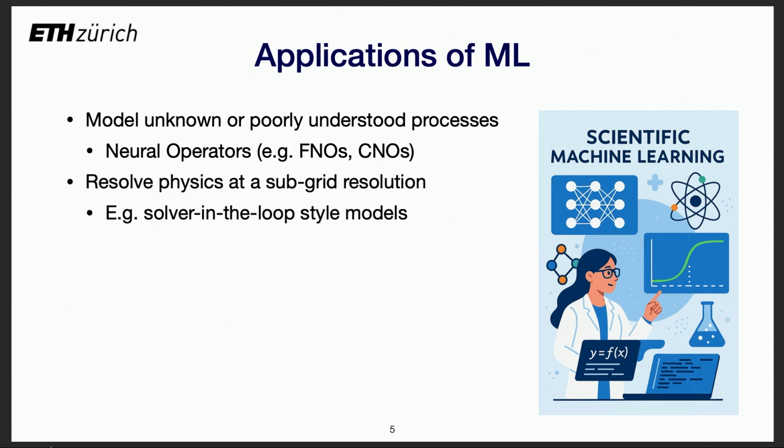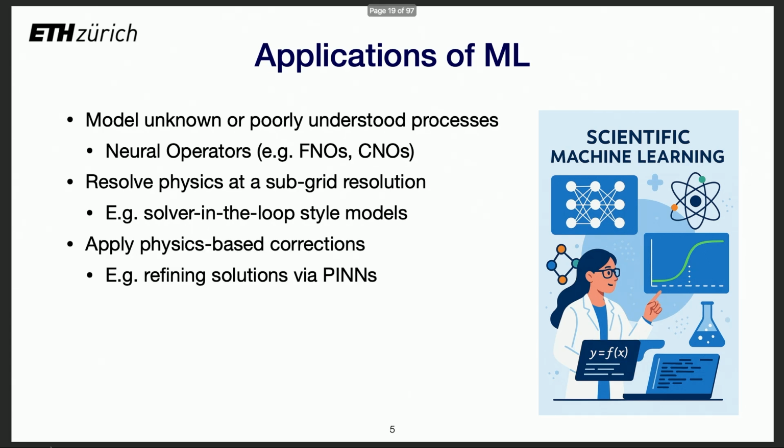You can try and resolve physical processes that happen at a subgrid resolution. Now, of course, if it's something a little bit simpler, like heat dissipation at a subgrid level, you can do that analytically. But definitely, you can try and model more complex physical phenomena at a subgrid level using, for example, solver-in-the-loop type of optimization methods. You can apply physics-based correction. So, for example, refining solutions with a physics-informed neural network, or enforcing conditions that are otherwise very difficult to do analytically.